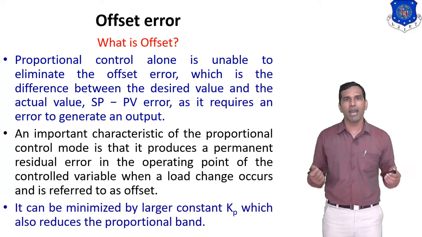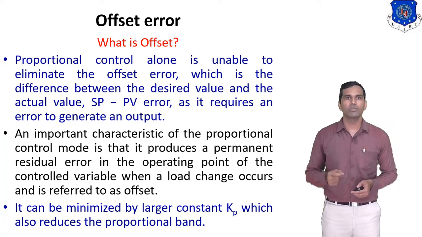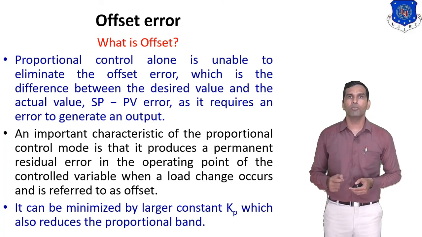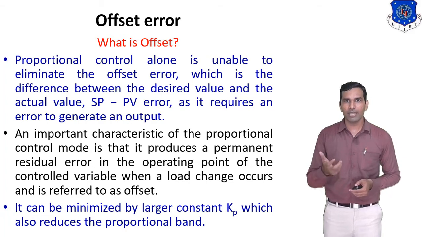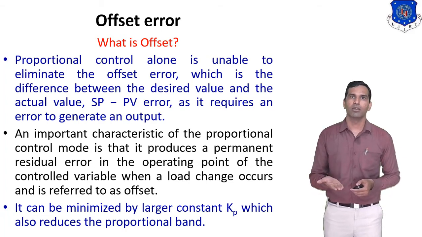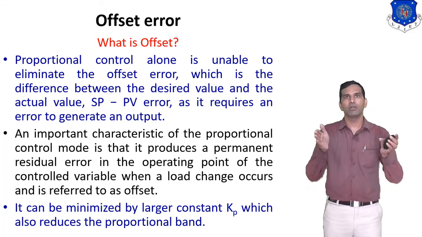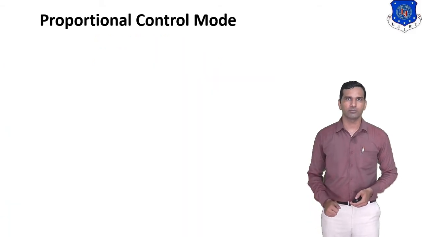It can be minimized by a larger constant Kp, which also reduces the proportional band. That means if we want to decrease or minimize the offset error, we increase the gain Kp. But if we increase the gain, then the band becomes narrow. So this is the offset error.